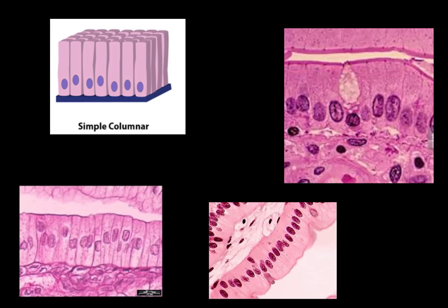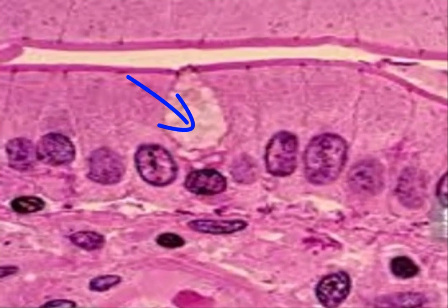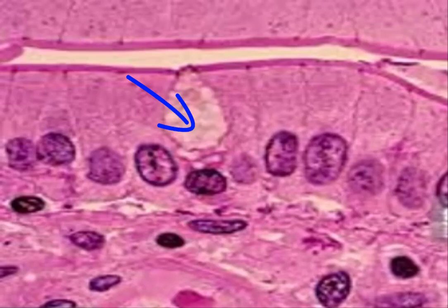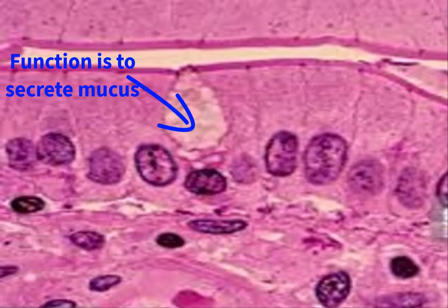Simple columnar epithelium has another cell type found in it called a goblet cell. A goblet cell is called a goblet cell because it looks like the shape of a wine glass at the top, the goblet, so they called it a goblet cell, and its main function is to secrete mucus.